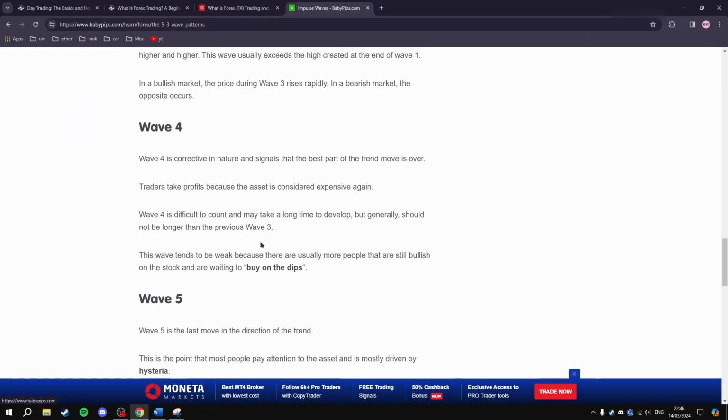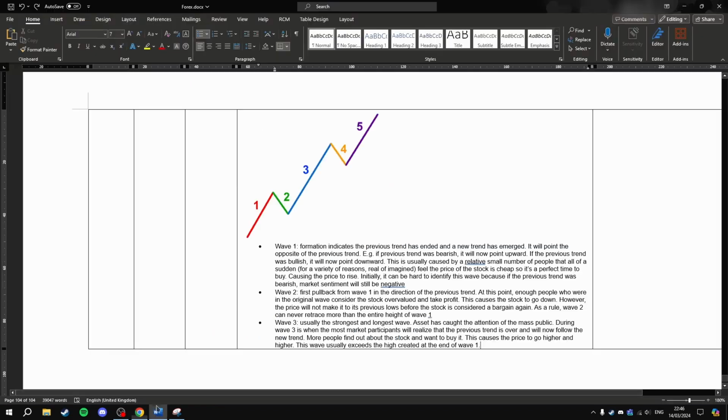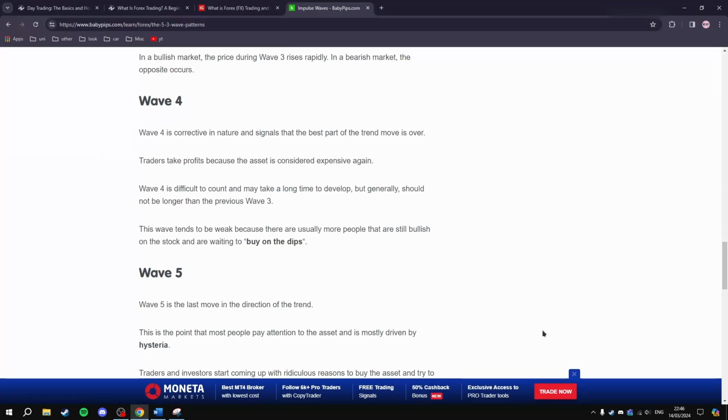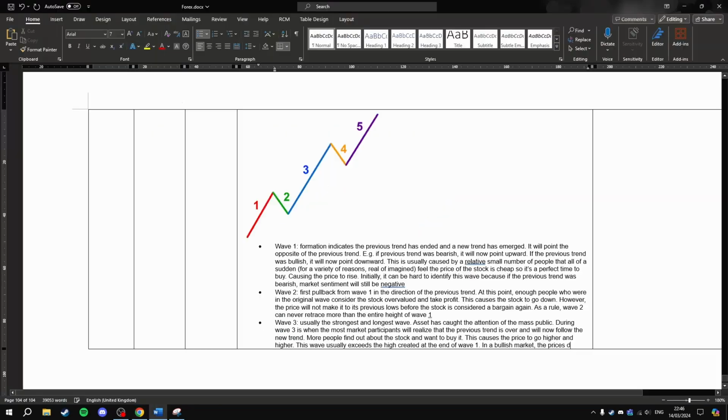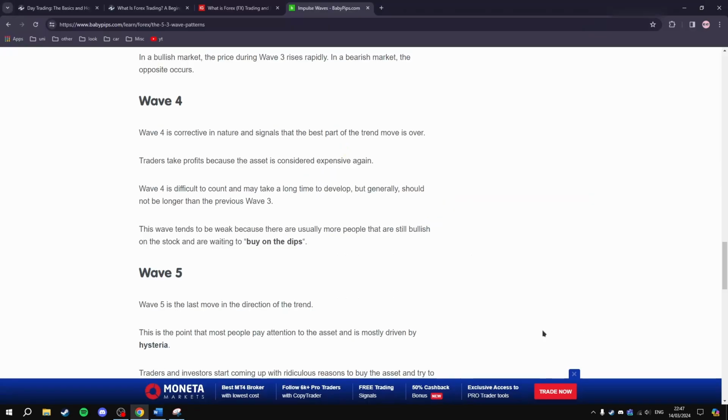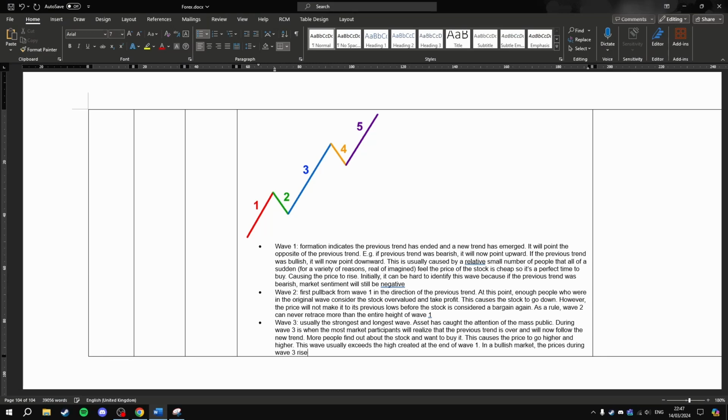In a bullish market, the price during wave 3 rises rapidly. In a bearish market, the opposite occurs.